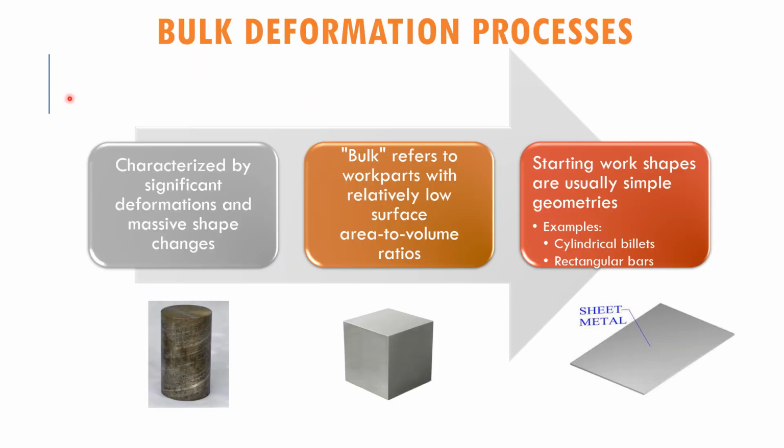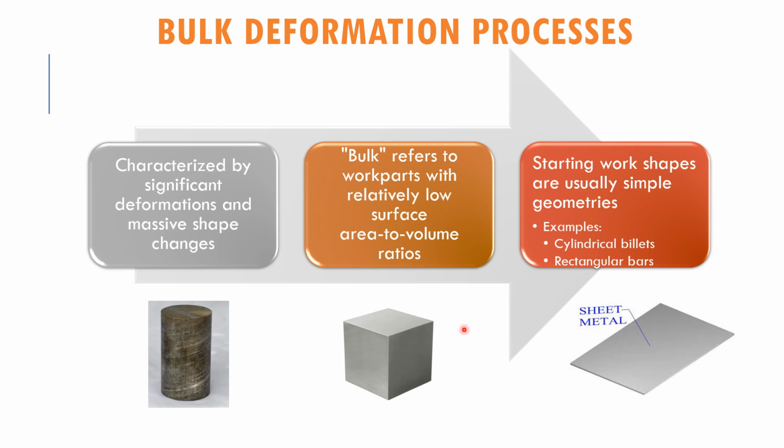Bulk deformation process is characterized by significant deformation and massive shape changes, meaning that in the end, this work material will be changed dramatically into something else with a certain shape. Bulk deformation process refers to a work part with a relatively low surface area to volume ratio. What does it mean here? For example, this is the bulk work material and this is the sheet metal. If we put A over V, meaning area over volume, and assume this one is 1 meter cube and this one also 1 meter cube, compared to the sheet metal, the surface area for this product is low compared to this one.